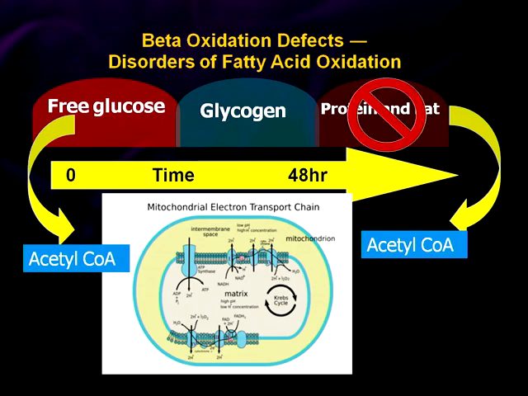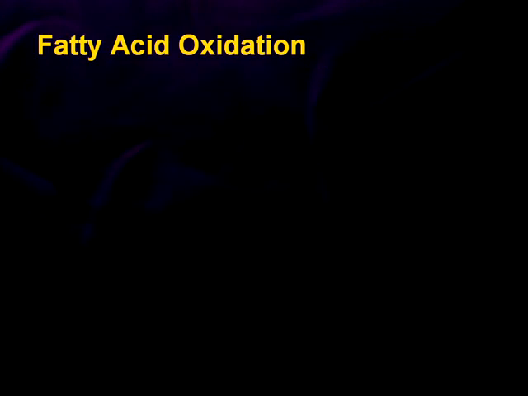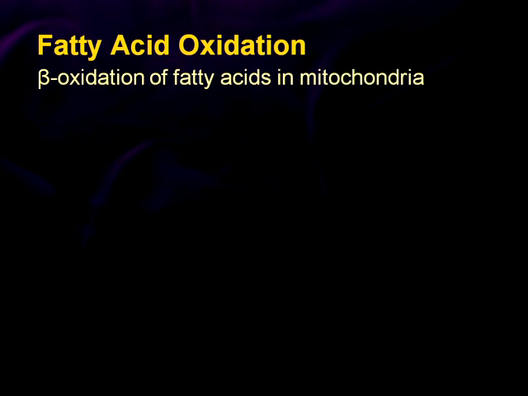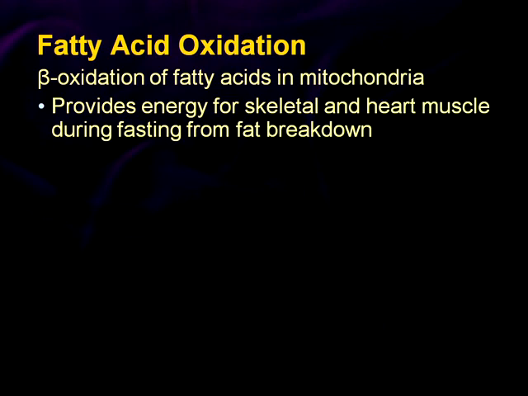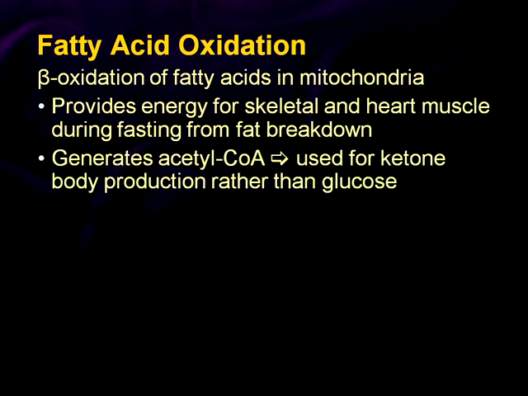All right, so we're going to do fats first. Fatty acid oxidation. So beta oxidation of fatty acids occurs in the mitochondria. And this provides energy for skeletal and heart muscle during fasting from fat breakdown. That's why we all put on our extra layers of fat. You generate acetyl-CoA, and this is used for ketone body production rather than glucose.